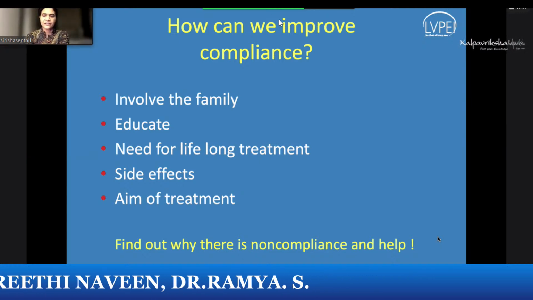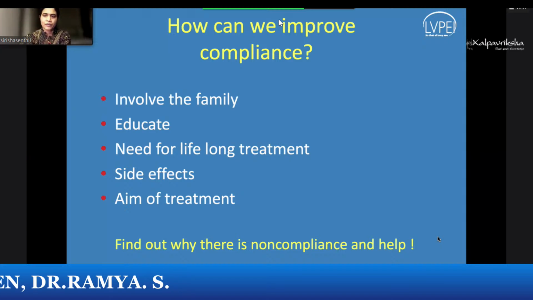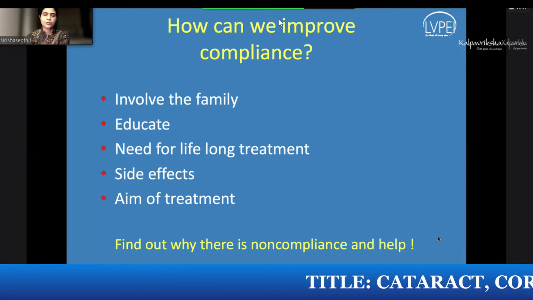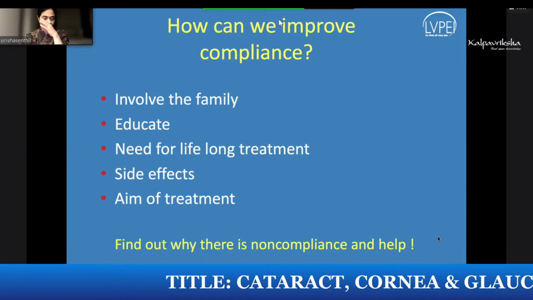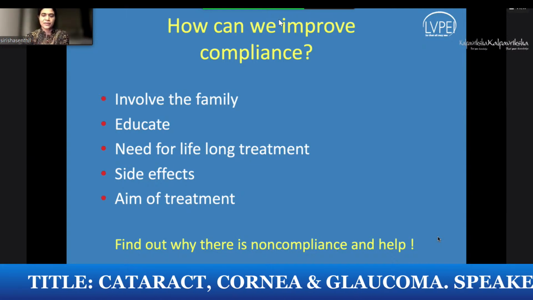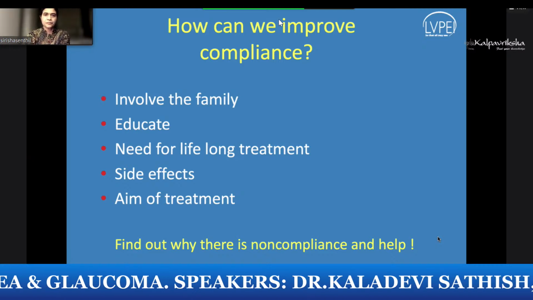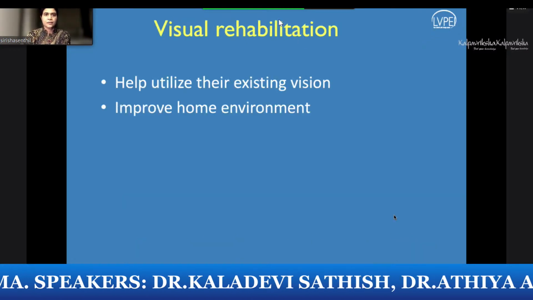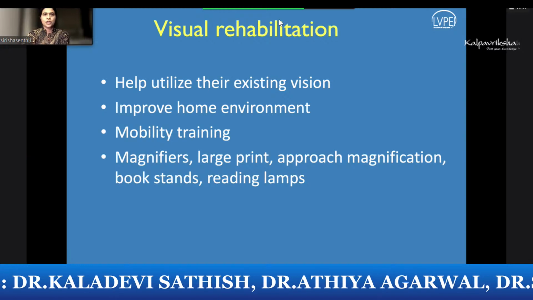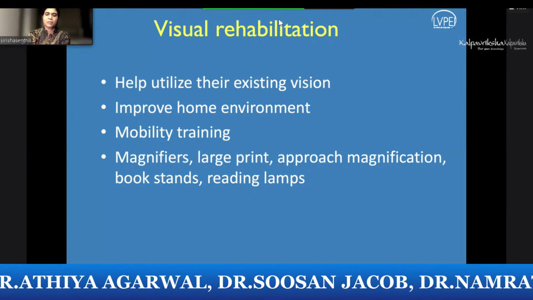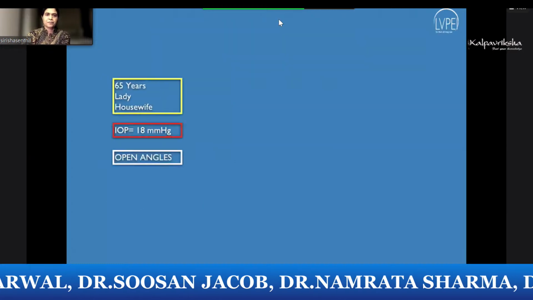And if there are any side effects that you are anticipating, we should always tell the patient so that they're not worried about it. Even a simple thing like redness in the eye, for us it may not be very important, but for a patient, just that side effect is enough to stop the drug. And what is our specific aim of treatment? All these things, when we explain, the compliance generally improves. It's also important to make sure that if they have very advanced glaucoma, visual rehabilitation becomes part and parcel of their treatment.